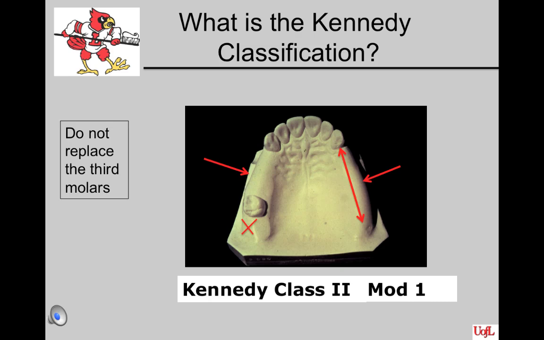Remember that we're not concerned about how many teeth are missing and being replaced. It's just the number of other edentulous areas. Also, I want you to note that the Kennedy part is with Roman numerals. So Kennedy class 2 is Roman numeral 2. And the modification is just a regular numeric number.